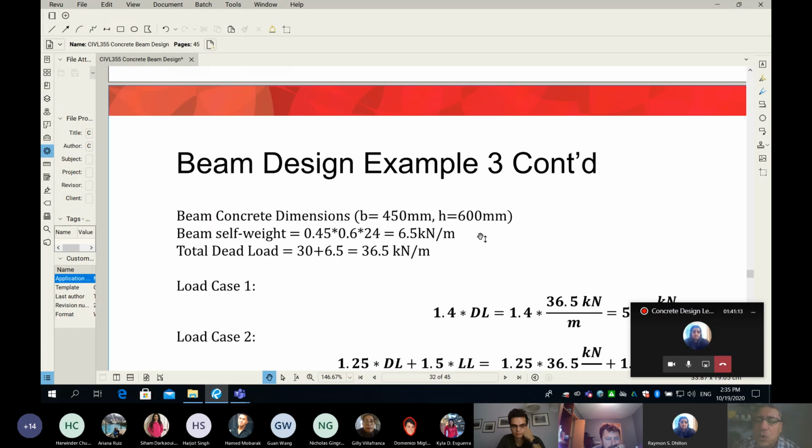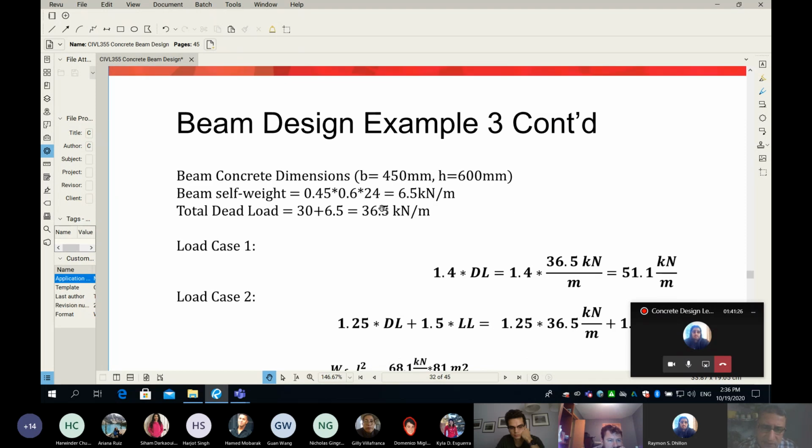And I will say it one more and last time: please do not multiply this number by the span of the beam. We want to find the self weight of the beam per unit length. Then what you do next is you simply add the self weight to whatever comes to this beam from a slab. Then we end up on this beam with 36.5 kilo Newton per meter.